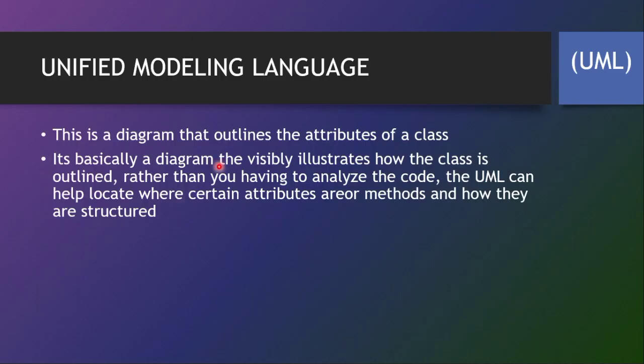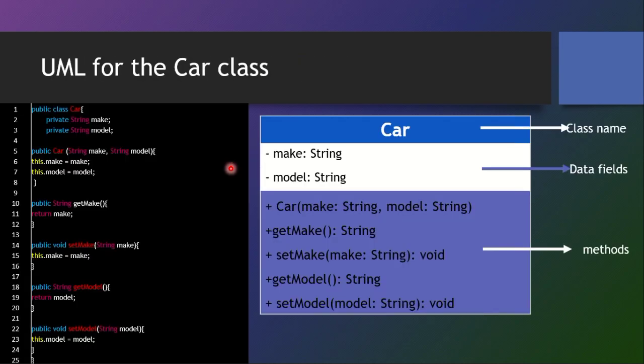All right. So with that being said, there's a concept that I want you to learn before we end this entire video course. So we have a unified modeling language, also known as UML. And this is a diagram that outlines the attributes of a class. It's basically the diagram that visibly illustrates how the class is outlined. Rather than you having to analyze the code, the UML can help you locate where certain attributes or methods are and how they are structured.